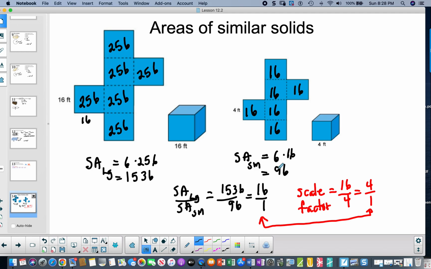If we compare the two surface areas, we're going to find that it's a 16:1 ratio. Now the ratio of the two edges is going to be 4:1. Notice 4:1, 16:1. So if I square the scale factor, that is the ratio of the areas, which is what happened in Chapter 8 as well.